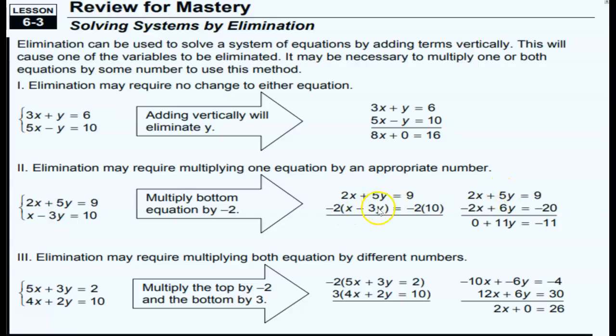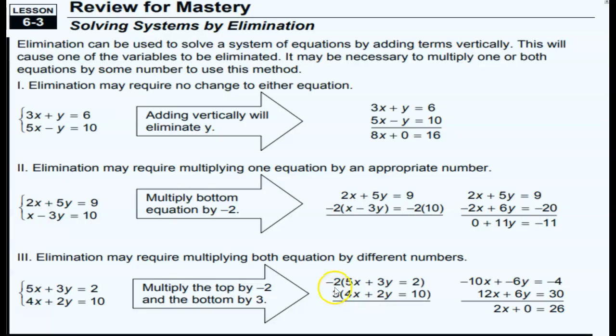Negative 2 times 3y, a negative times a negative is a positive, 2 times 3 is 6. Add this vertically. 5 plus 6 is 11. 9 plus a negative 20 is negative 11. The x is eliminated. Now we solve for y, get that answer, and plug it back in. Now, that's just doing one of them. But sometimes you have to do two of them.